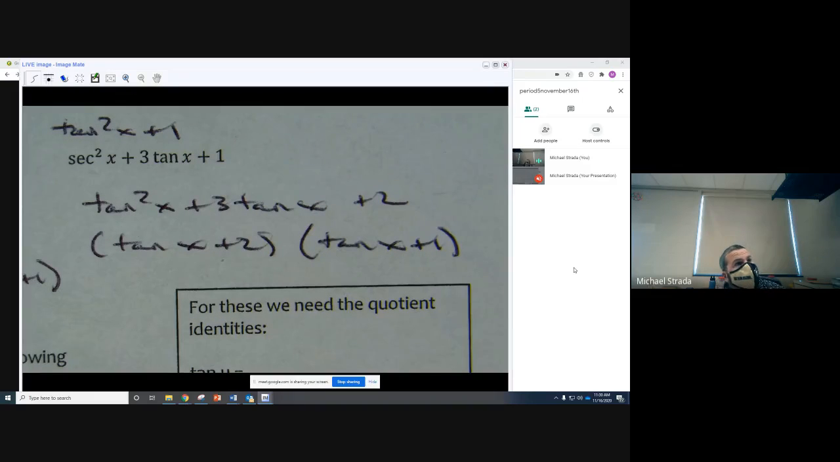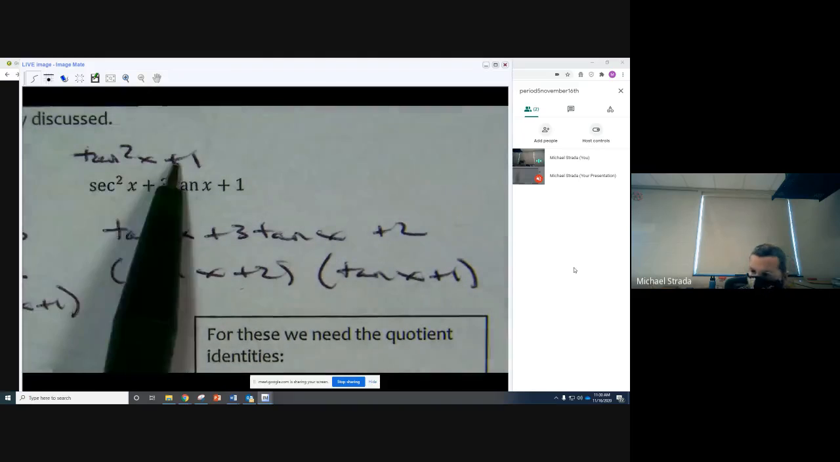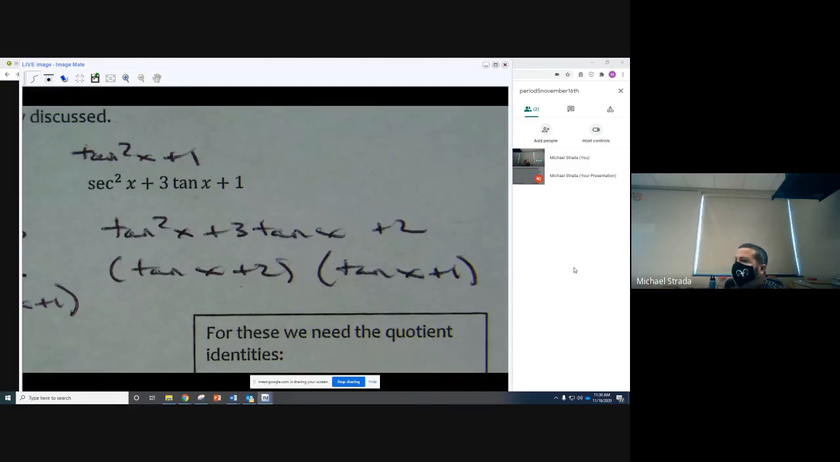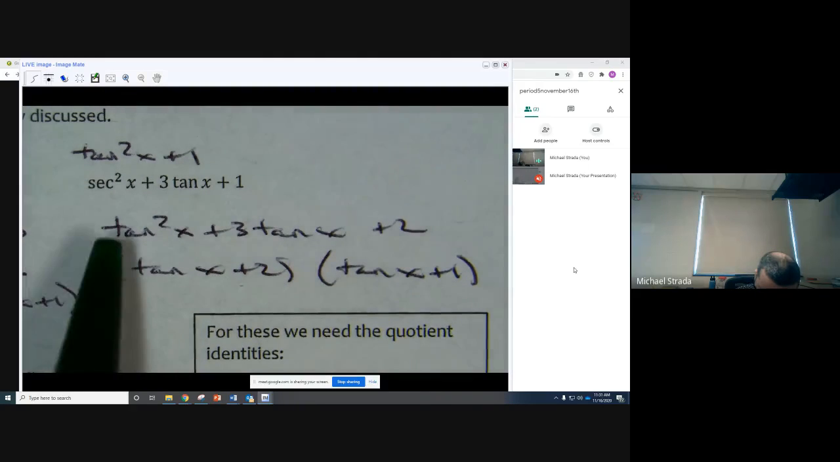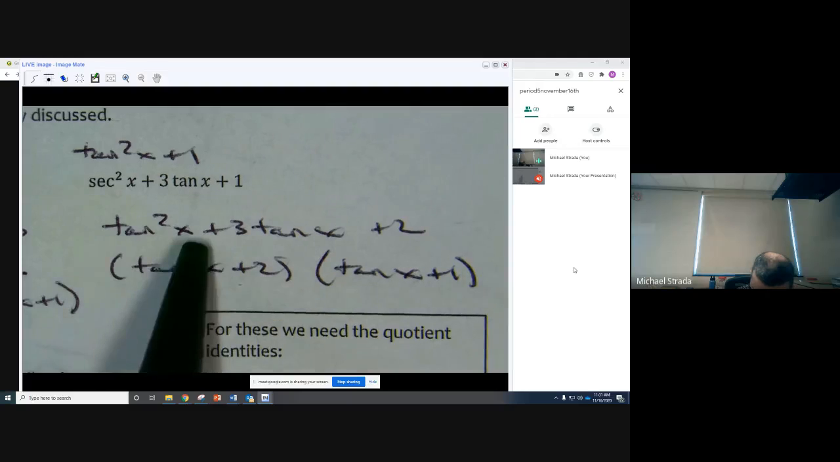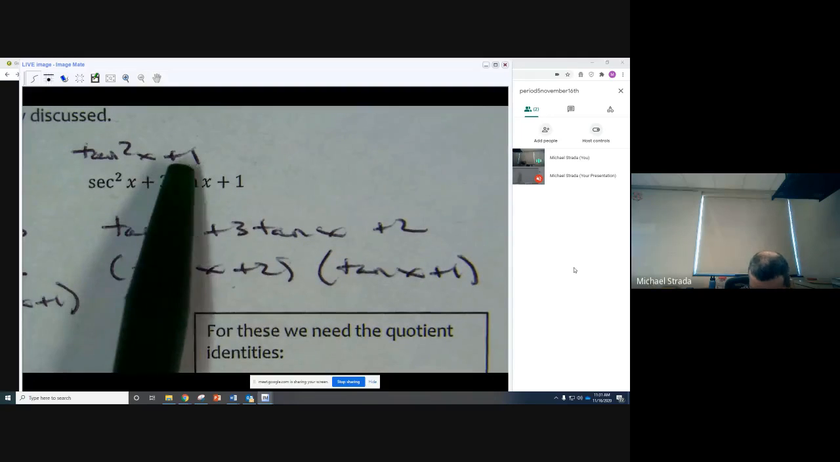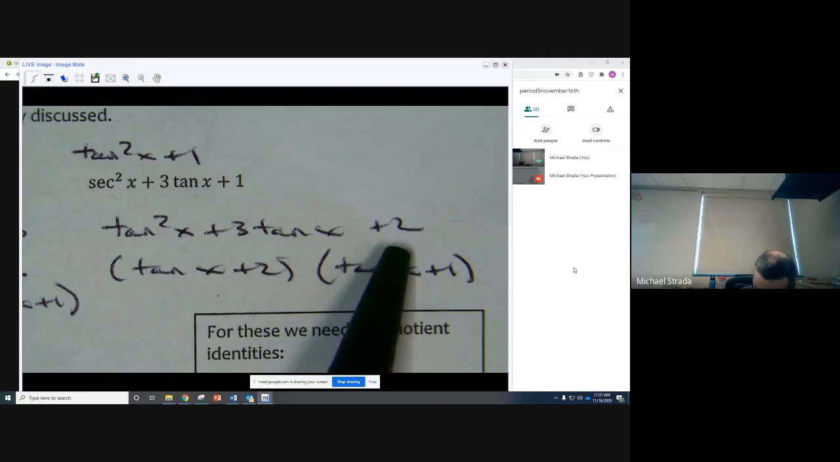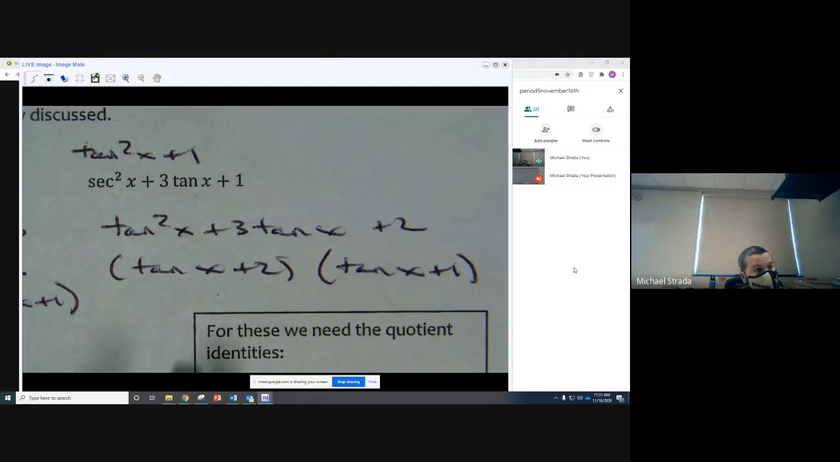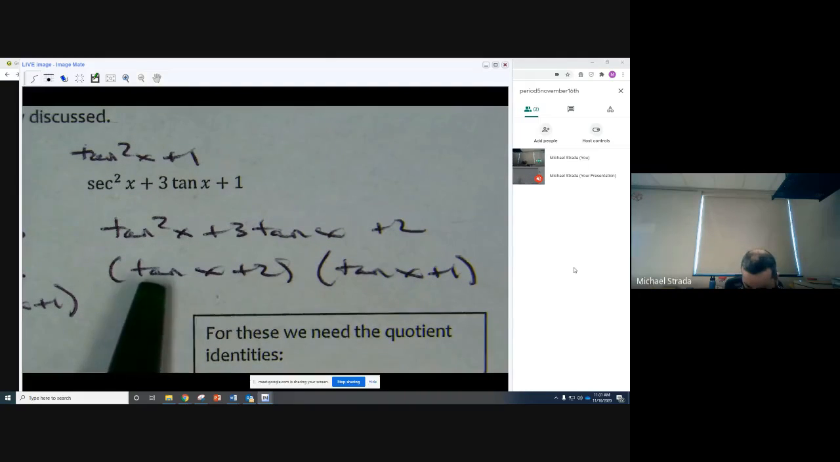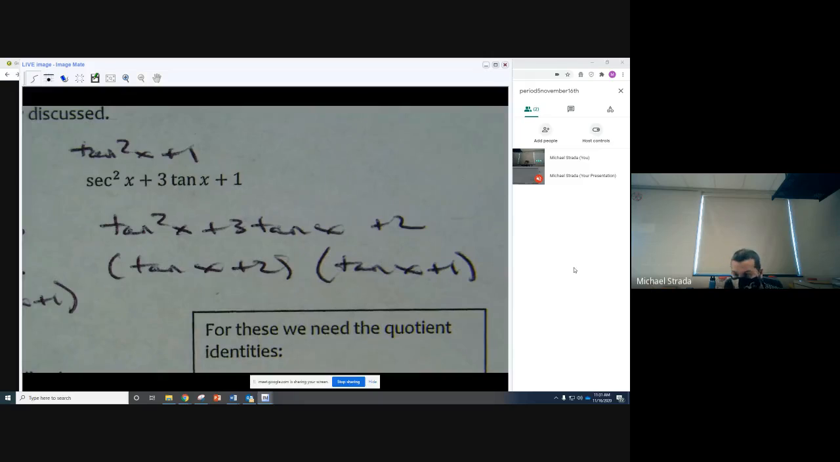First thing I do is I replace secant squared x with tangent squared x plus 1. Everybody good with that? Okay. So then the tangent squared x stays, the 3 tangent x stays, the 1 plus the 1 that's already there is 2. The two numbers that go into 2 that add up to 3 are obviously 2 and 1. So in either order you want, tangent x plus 2, tangent x plus 1. Good?